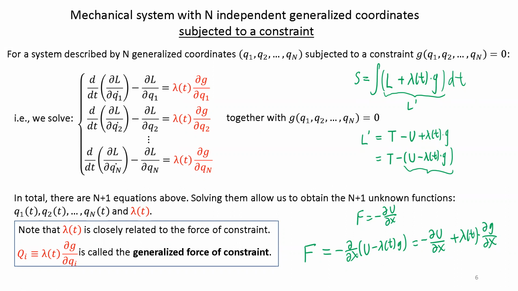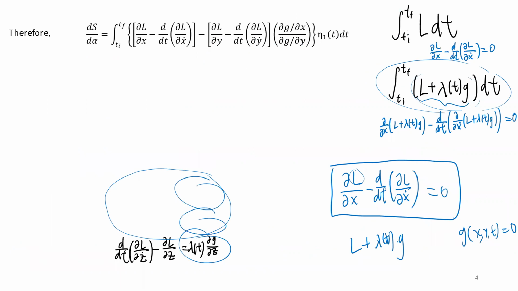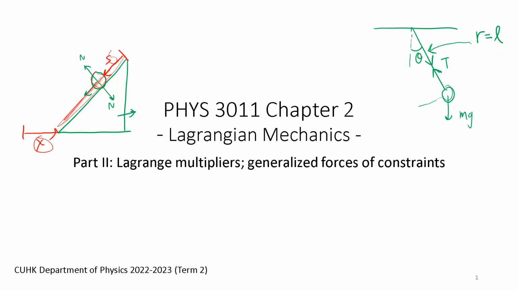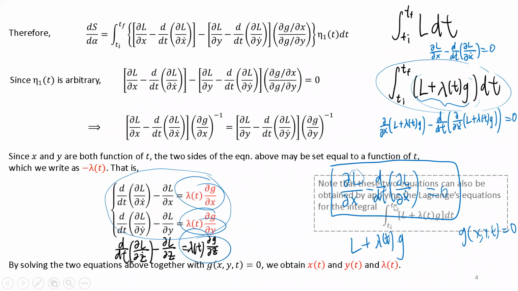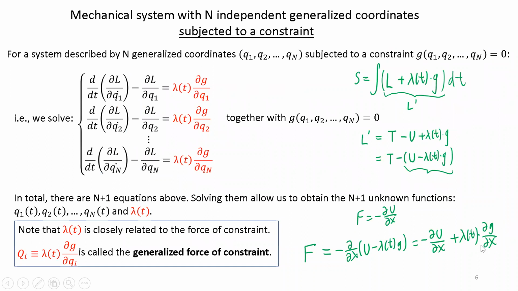Right. So again, recall what you have here. The potential is only talking about the gravitational potential energy, and that takes care of the mg force. So what is not being taken care of in the potential is this normal reaction force, and that is taken care of by this term over here. So that's the force of constraint.